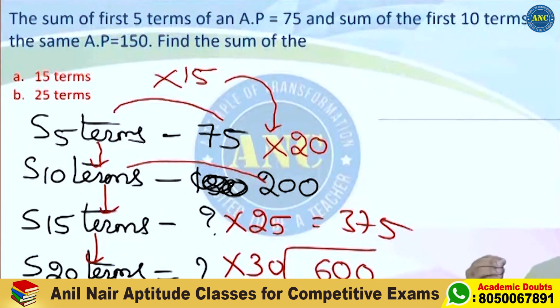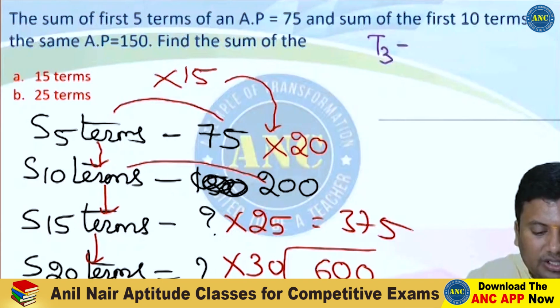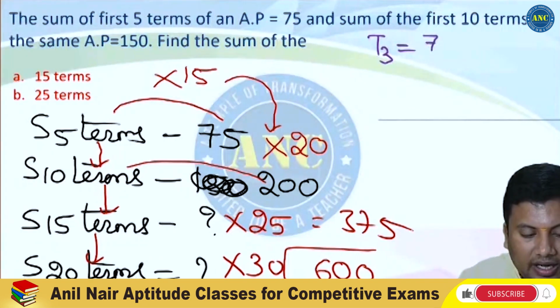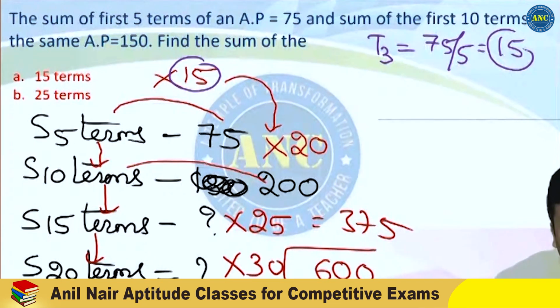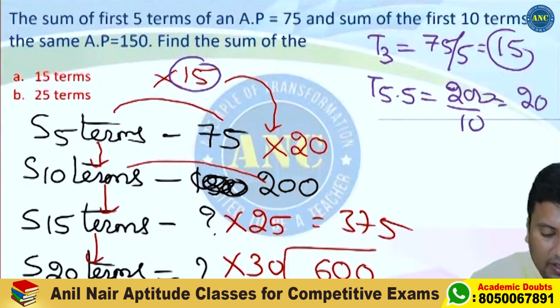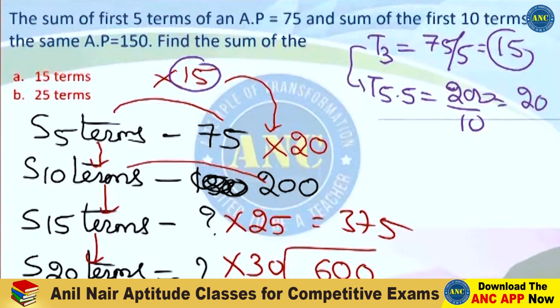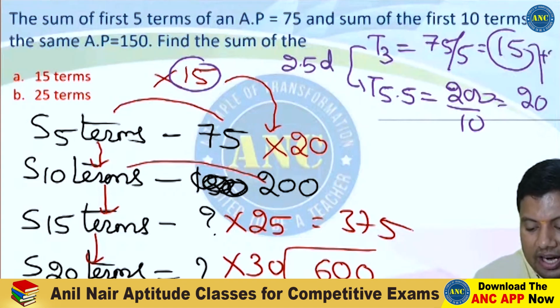Again, I am explaining it by writing step by step so that you will understand exactly what is happening. 5 terms is 75. 2 terms left, 2 terms right. The third term is nothing but the average, which is Sn by n. 75 by 5 is nothing but 15. These are nothing but the averages. 10 terms, 5 to the left, 5 to the right. T5.5 is nothing but 200 by 10, which is 20. T3 to T5.5, there is a difference of 2.5D. 2.5D has given an addition of 5.